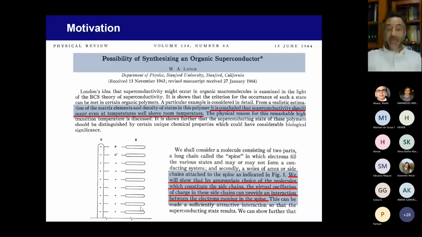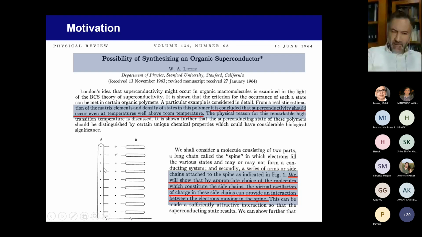And now I come to the motivation of measuring the systems I'm going to present to you. This is because in the 60s it was suggested by Little, a fellow from Stanford University, that these organic superconductors could be candidates for the, here highlighted in red. The conclusion of Little is the following. It's concluded that superconductivity should occur even at temperatures well above room temperature. This is amazing, because I don't need to tell you, if you have a room temperature superconductor, technological applications are really broad and of broad interest.